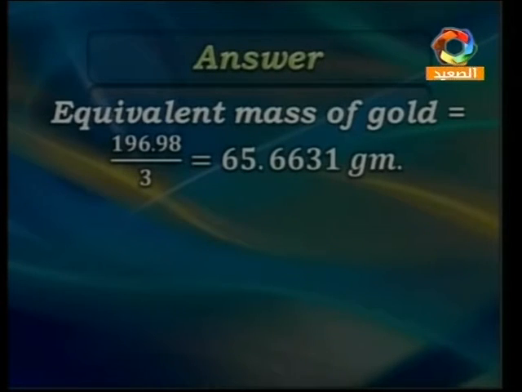After that, we have the answer here. Equivalent mass of gold equals what? It equals the atomic mass divided by the valency of gold. So 196.98 divided by 3 equals 65.6631 gram. You must write the number as it is by calculation to make it very right, because none of these numbers were approximated from the first step.